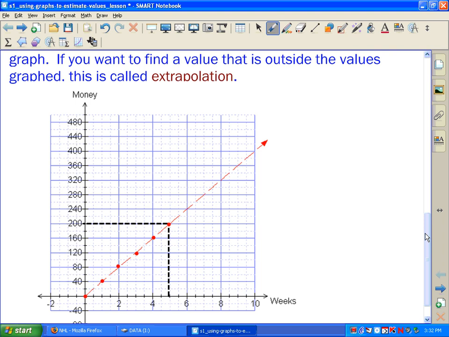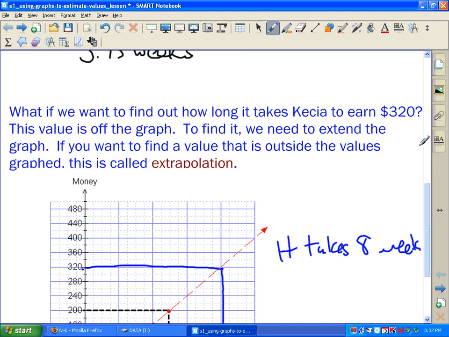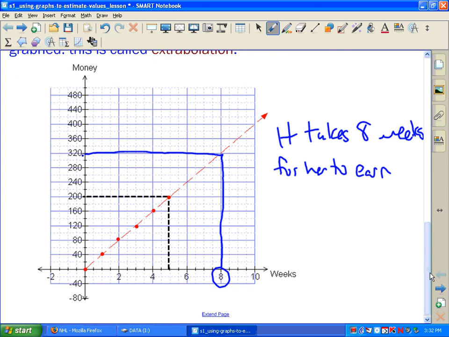So now what we want to do is find when she makes $320. We find $320, that's right here, and we go all the way across until we hit the line, and then go all the way down, and see that it takes 8 weeks for her to earn $320. And that's how we do it.